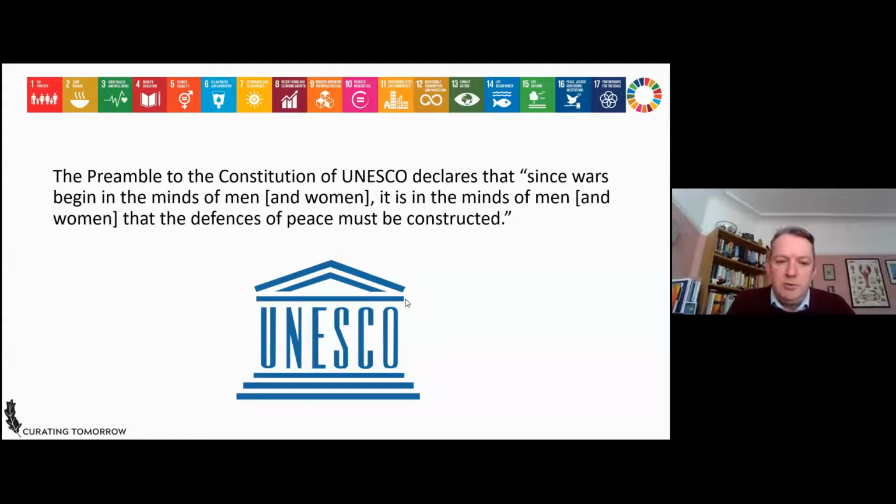And so this was from the Constitution of UNESCO, that since wars begin in the minds of men and women, because this is quite an old comment, it is in the minds of men and women that the defences of peace must be constructed. That's surely what we should be doing in museums.